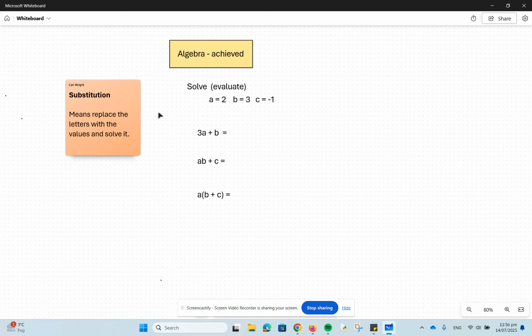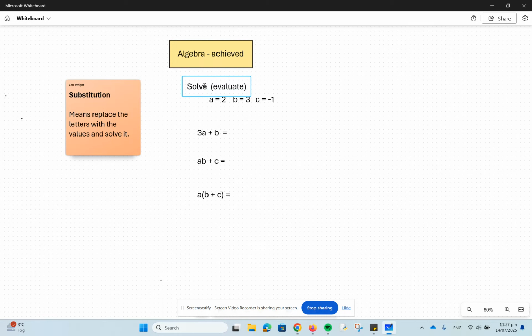So when you're substituting the letters in an expression, or even an equation, but in this case they're just expressions, you're changing the letters with values. So in this case, anytime you see an A, we replace it with a 2. Anytime we see a B, we replace it with a 3. And anytime we see a C, we replace it with a -1. And then we solve it.